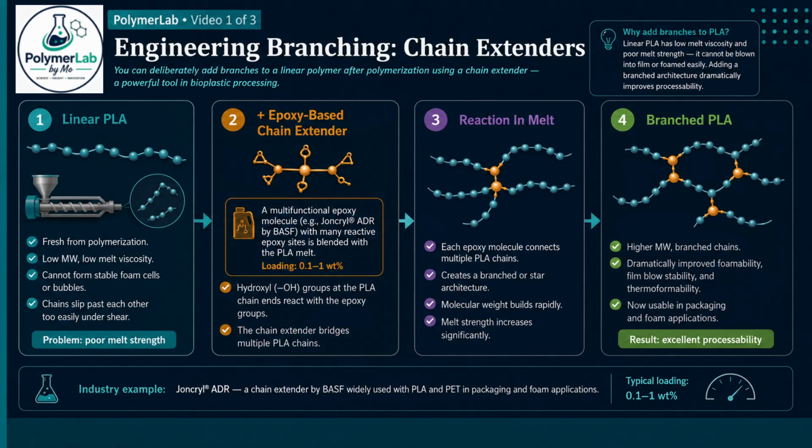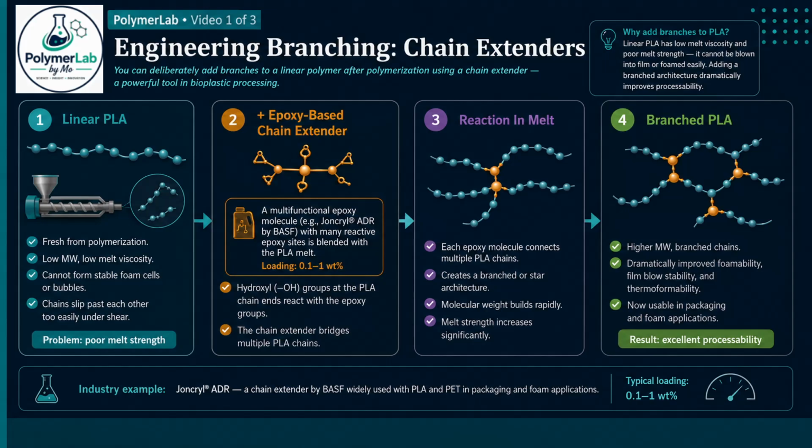We add a multifunctional epoxy-based chain extender. Commercially, the most common one is Joncryl ADR from BASF. This molecule has many reactive epoxy groups. We blend it with the PLA, melting it in the extruder, at very low loading, typically 0.1 to 1 weight%.